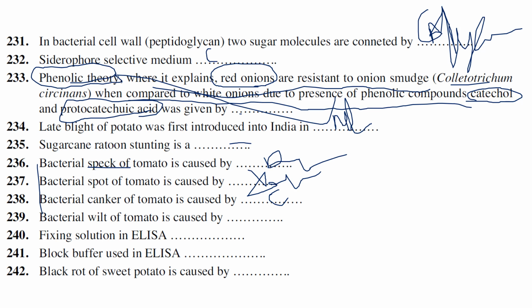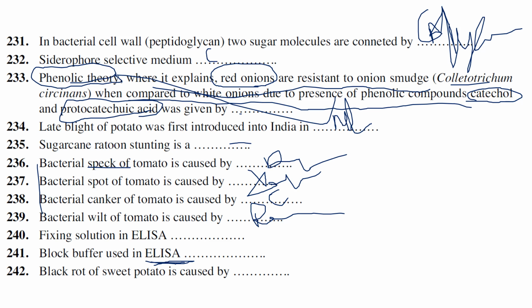The next one is 239. Bacterial wilt of tomato is also a bacterial disease, caused by Ralstonia solanacearum. Fixing solution in ELISA: what is the fixing solution used in ELISA? Sodium hydroxide, NaOH, generally can be used. Block buffer used in ELISA: BSA, bovine serum albumin, is generally used as a block buffer. I repeat, the fixing solution is sodium hydroxide and the block buffer is bovine serum albumin.